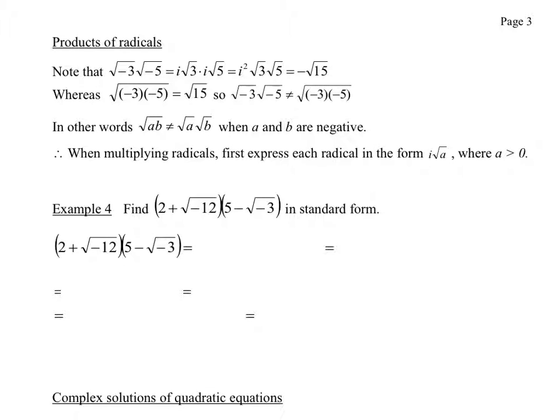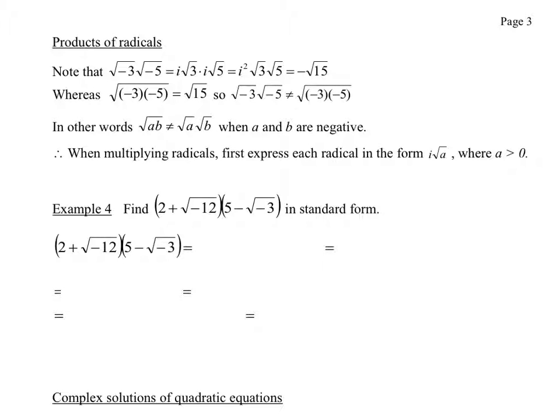Now on the last page, we should notice that if you have something that's the square root of -3 times the square root of -5, that's i root 3 times i root 5, which is i squared root 3 root 5, and the i squared is -1, root 3 times root 5 is root 15, so the answer for this thing would be -root 15. And notice that if you had the square root of -3 times -5, it would be the same as the square root of 15. So this rule doesn't work if these two things here are negative. So whenever you're multiplying radicals like this together, write them first in this form and then multiply them out.